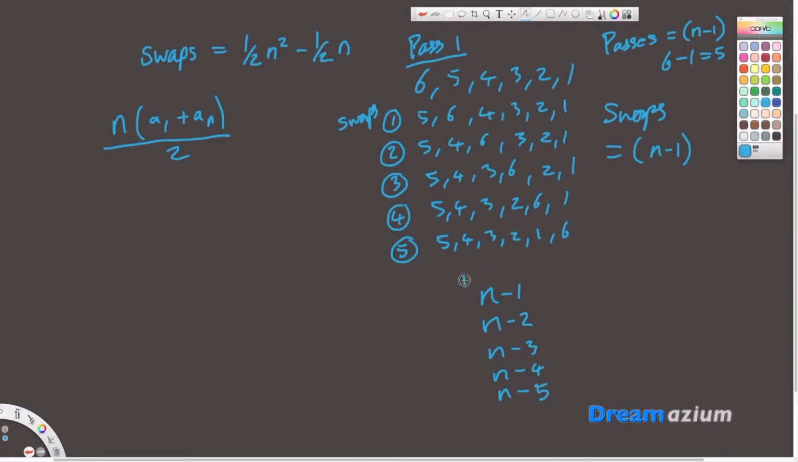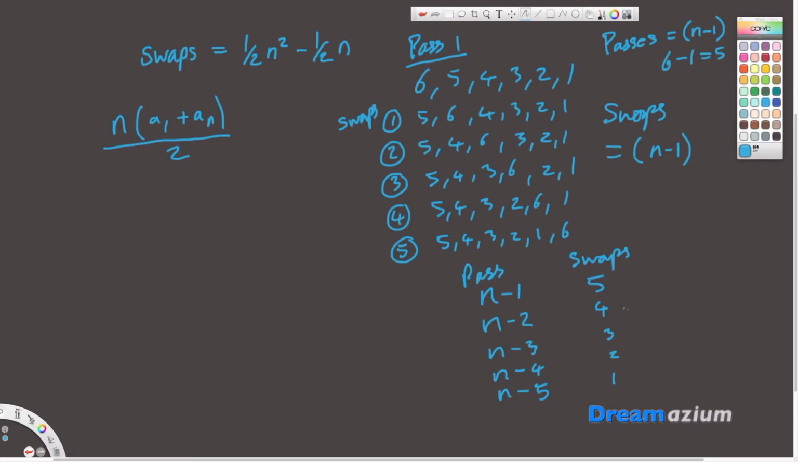So these are the passes. The swaps: for n minus 1, we had 5 swaps. For n minus 2, there would be 4, and then it would be 3, and then it would be 2, and then it would be 1. And we want to add these together.